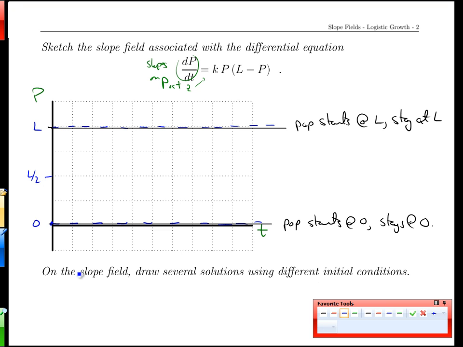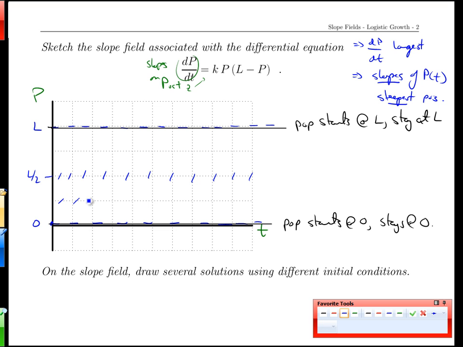Now, L over 2 came up earlier. At L over 2, Z, or what we called Z earlier, was largest. Or, well, Z was just dP/dt, and so that was largest. And that translates to the slopes of P of t being steepest in the positive direction. So if we look along this line, we're going to get positive slopes. We don't know how steep it is exactly, but we know it's going to be steepest there. Steepest compared to what? Well, compared to other population levels.